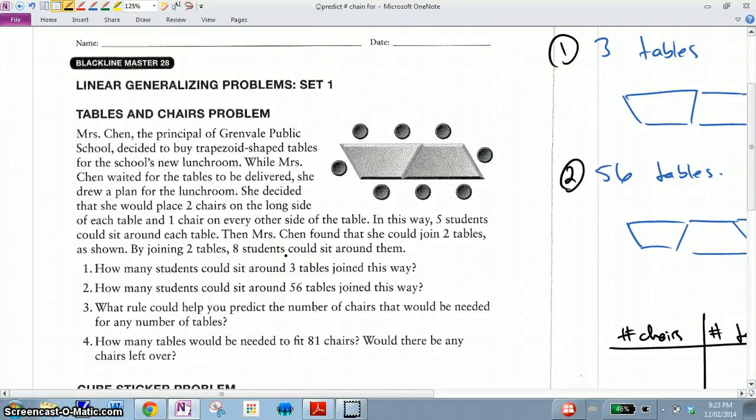Alright, the next step here is what we're going to call linear generalizing. And really we're going to do some substitution. We're going to see how to use a pattern and use a rule to generate some numbers, find some numbers, or solve for some numbers.